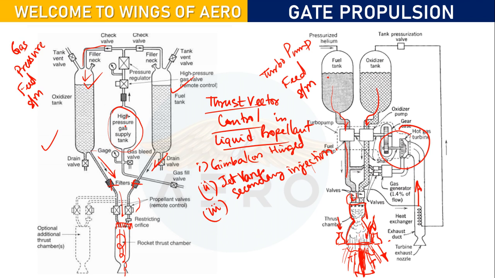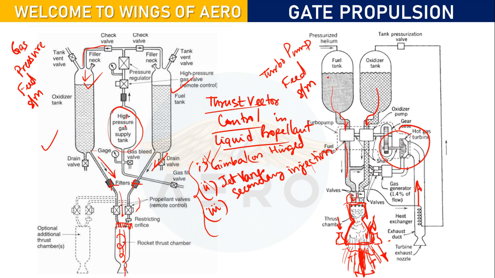They have this main thrust chamber, and they will be having another secondary one which will be ejecting another fluid out. Got it? Okay, so these are the basic types. Mostly the gimbal mechanism is used.